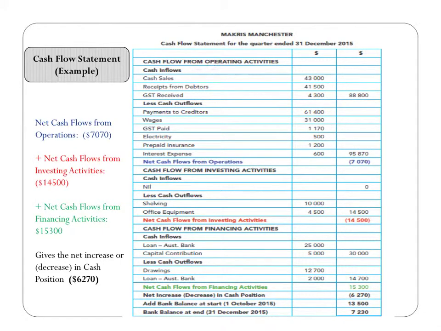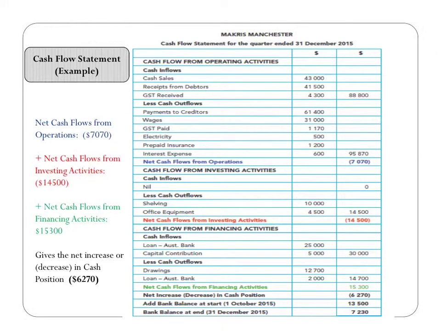Okay, firstly we start off with cash flow from operating activities. Then you list out all the cash inflows related to operating activities. The obvious ones: cash sales, receipts from debtors, GST received. Okay, less the cash outflows. Again, these are the cash outflows related to operating activities only. Payments to creditors, wages, GST paid, electricity, prepaid insurance, interest expense. Okay, take note of interest expense. Interest, it's related to the loan, but it's not considered to be one of the financing activities. It is categorized under operating activities.